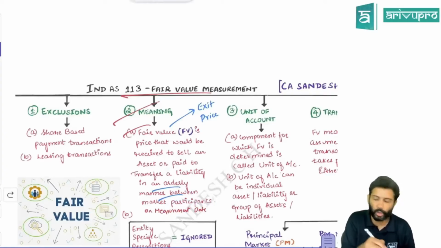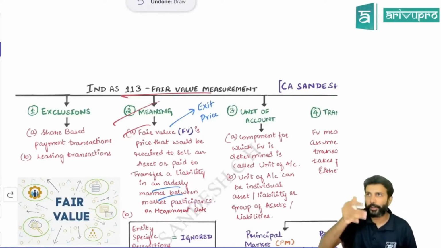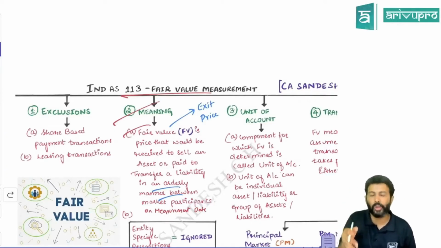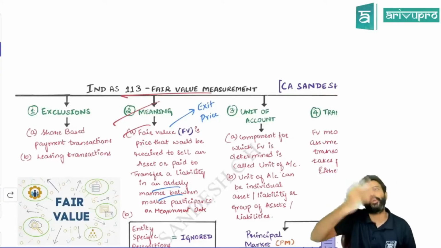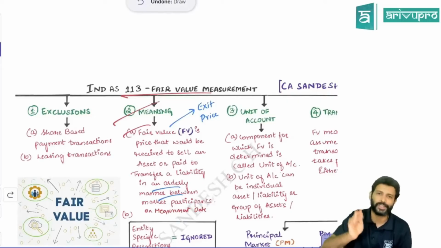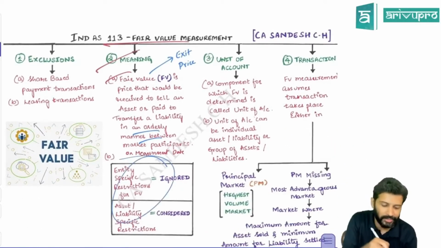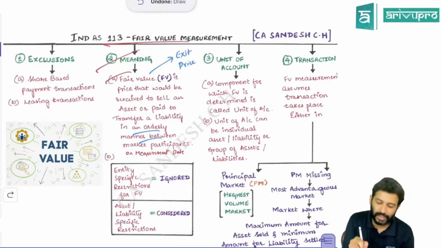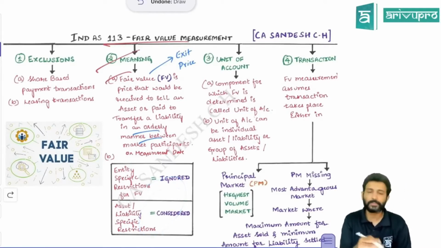And fair value is true only on a particular date. If you find the fair value is 10,000, that 10,000 is valid only for today. Tomorrow it could be something else. So fair value is specific to a particular date. It's like a balance sheet, that statement is true only for that particular date. And if you have any entity specific restriction, it is ignored for fair value calculation, and asset specific restriction is considered. What is that, sir?